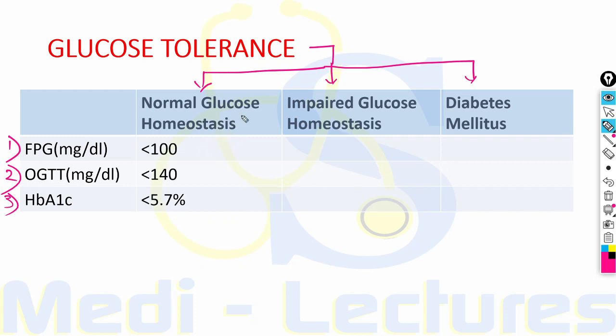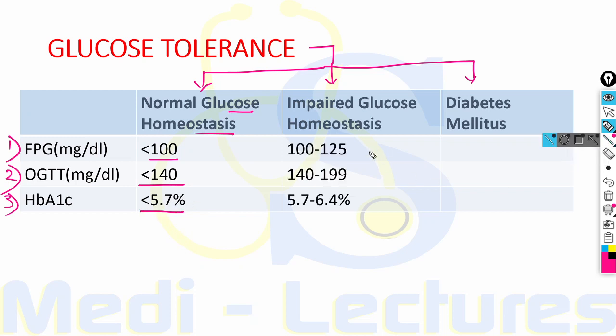So the individuals with normal glucose homeostasis have fasting plasma glucose of less than 100 milligram percent, plasma glucose after an oral glucose challenge of less than 140 milligram percent, and HbA1c value of less than 5.7%. Now glucose homeostasis is said to be impaired when the fasting plasma glucose after 8 hours of fasting is coming out to be 100 to 125. Blood glucose levels 2 hours after oral glucose challenge are coming out to be 140 to 199, and HbA1c levels are coming out to be 5.7 to 6.4.